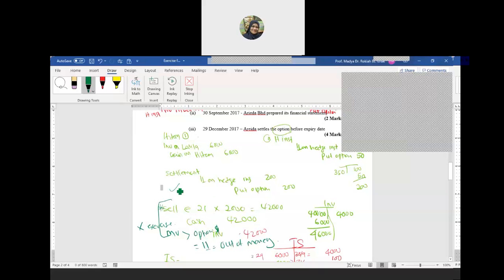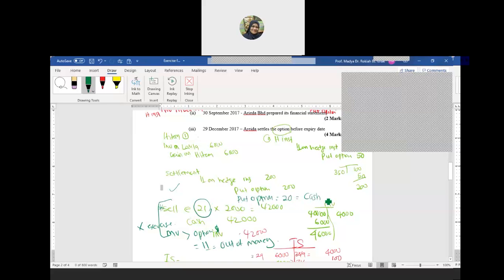So this one is without the option, you can sell at the price of 21. If you sell with the put option, you only can sell at the price of 20. So you're going to debit cash. Let's say you are using the option.